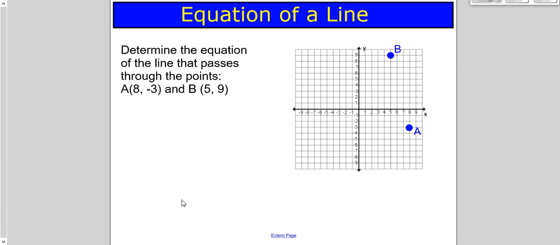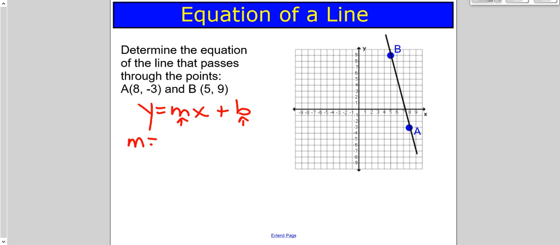Okay, just a little bit more. We're going to have to keep working on finding equations of lines. So in this case, I'm looking to find the equation of the line that passes through these two points, A and B. I know that A is at 8 comma negative 3 and B is at 5 comma 9. Equations of lines, remember, are always written as y equals mx plus b. The first thing I want to find is my slope, and then I want to find my y-intercept.